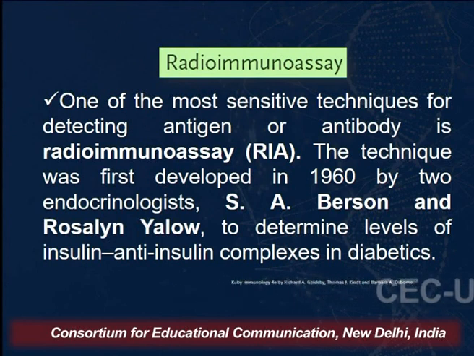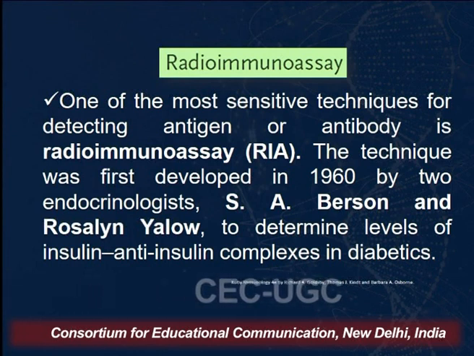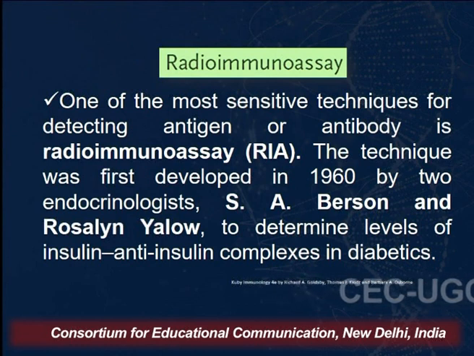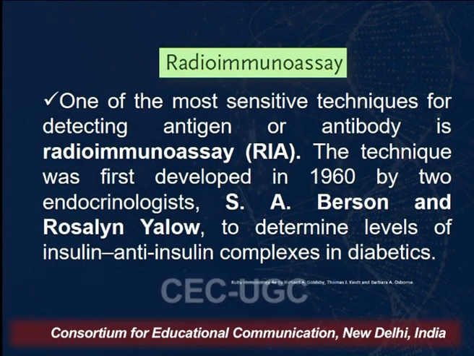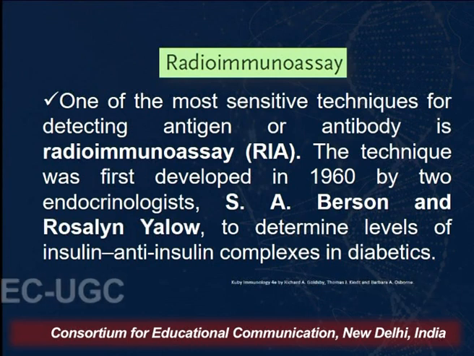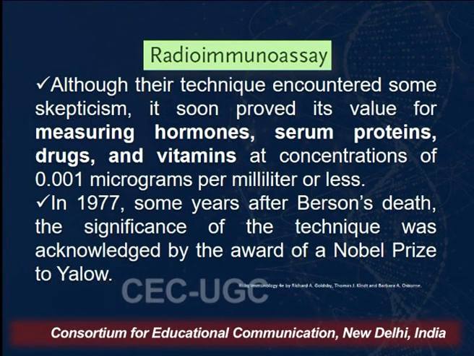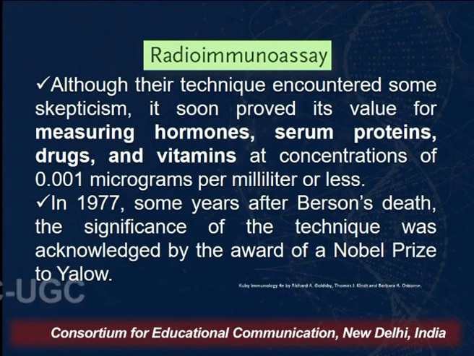This was first developed in the 1960s by Berson and Yalow, to determine the level of insulin and anti-insulin complexes in diabetes. So we can see how exactly these antigen-antibody interaction patterns were utilized to develop various kits to check the level of insulin and the anti-insulin complexes in diabetes. Subsequently, Yalow got a Nobel Prize for this particular breakthrough.